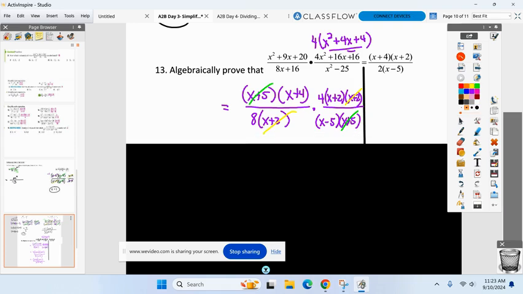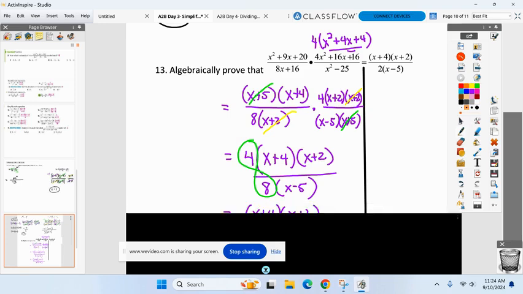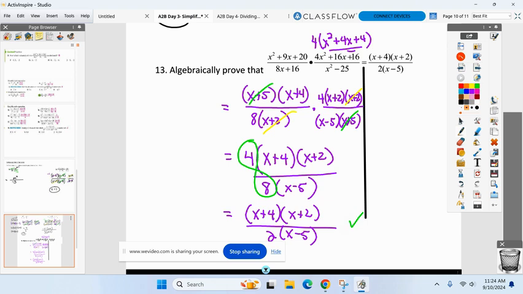So what I did was I rewrote it, but then I look over to the right and I'm like, that doesn't look like the right side, which it should. So I'm missing something here, right? I haven't done enough. So I look, oh, how did that become a 2? The 4 and the 8 can be reduced, right, to 1/2. So that's where the 2 came from. And then we got our right side finally.